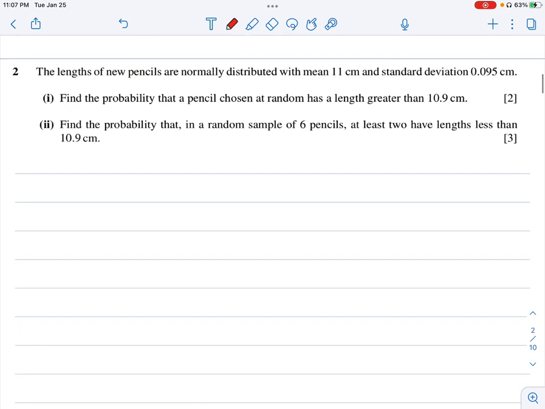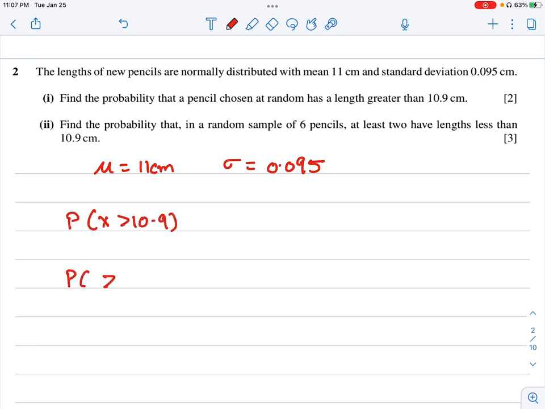Question number 2, the lengths of new pencils are normally distributed with mean 11 centimeters and standard deviation 0.095 centimeters. Find the probability that a pencil chosen is greater than 10.9. Probability of x greater than 10.9.